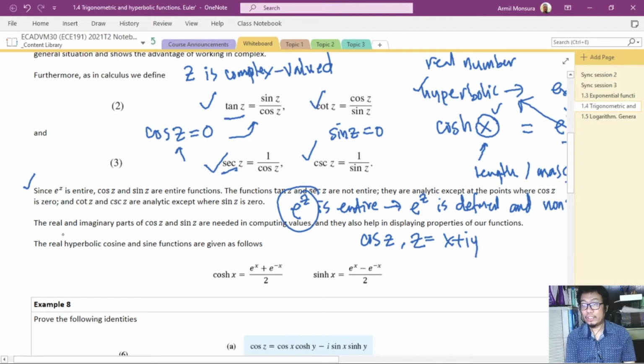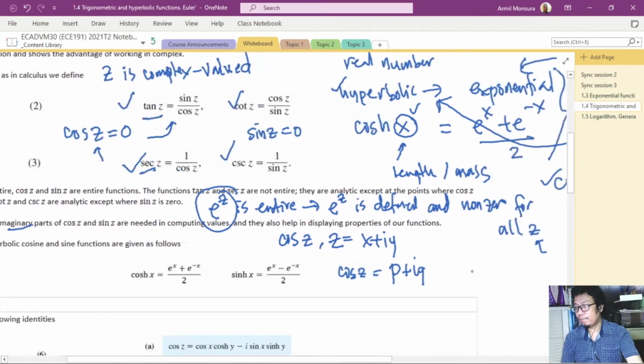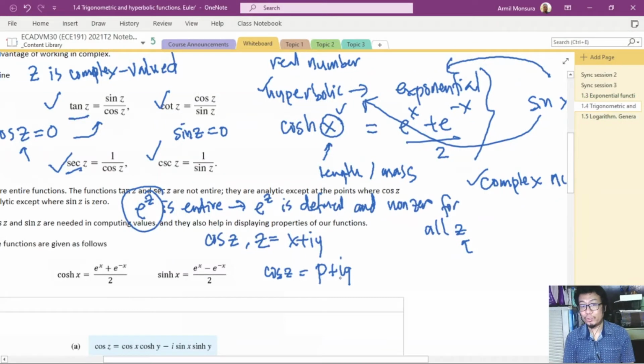That is why we say that we need to compute the real and imaginary parts, because cosine of, say, z would result to another complex number, say p plus iq. Here, since p plus iq is a complex number, both p and q are real numbers. It becomes a complex number because the q, the imaginary component, we multiply it by the imaginary unit. So that is why it becomes a complex number.